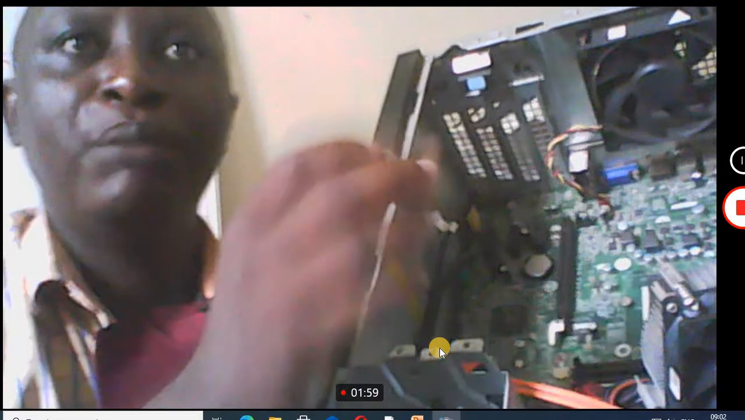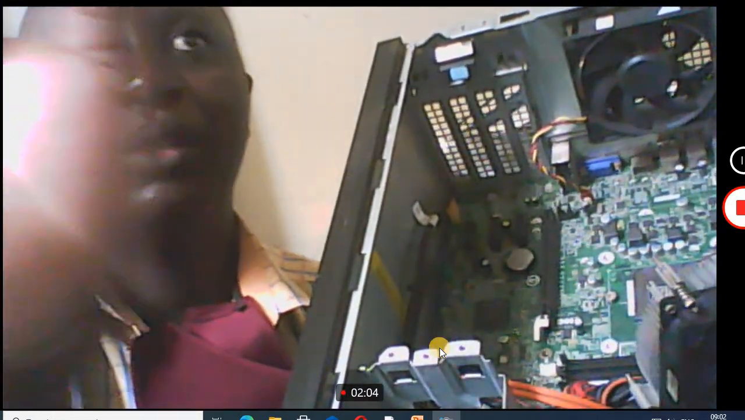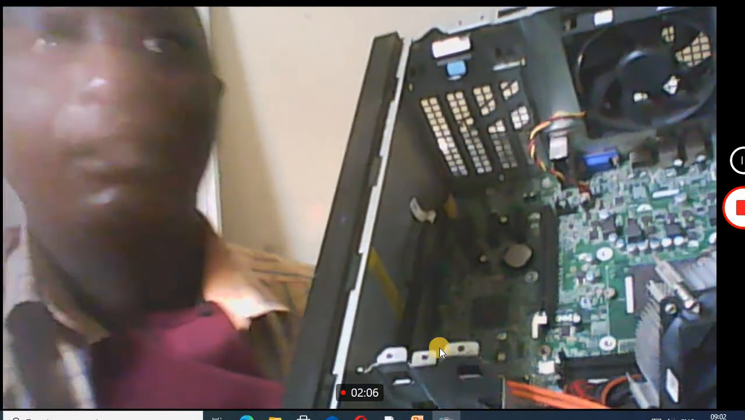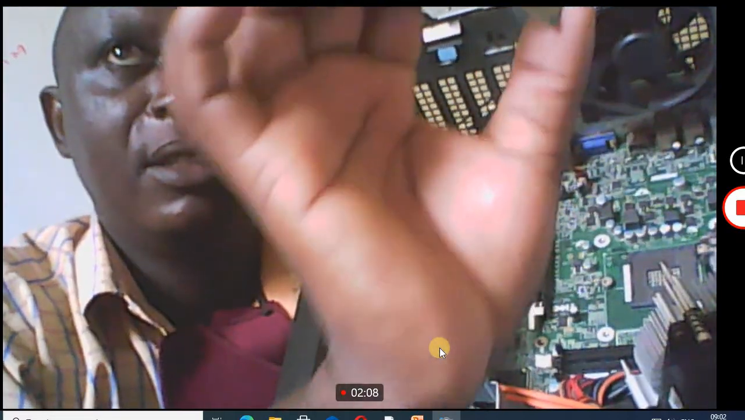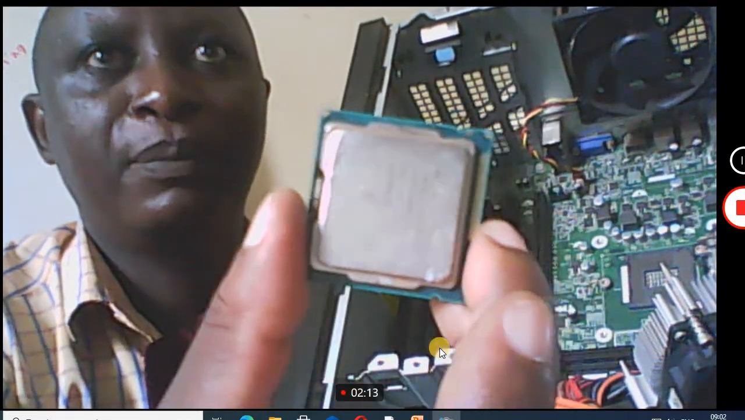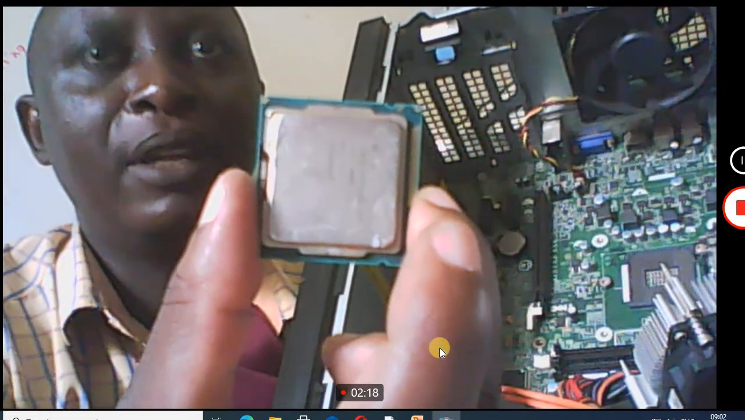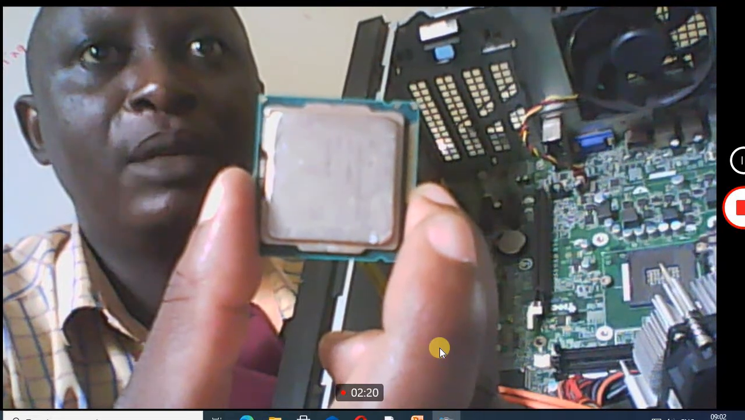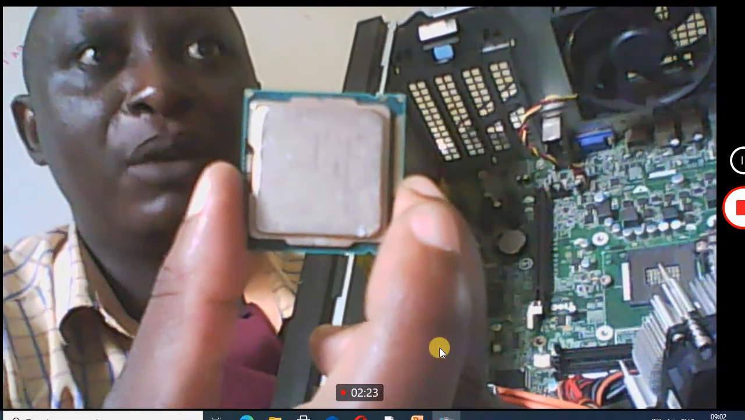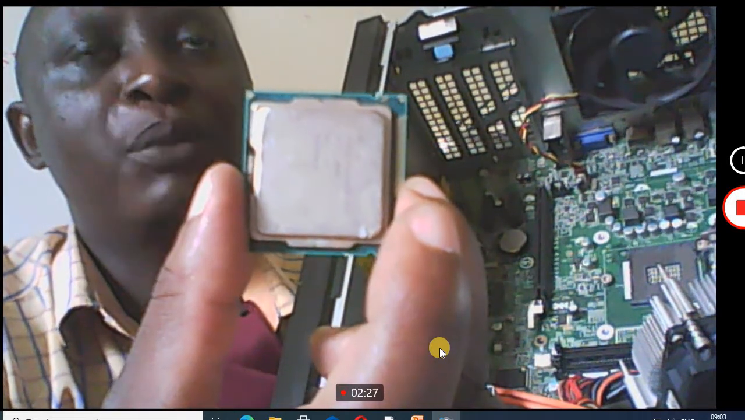Are we together? I know most people normally call the entire computer a CPU, but this is the CPU. Is it okay? Have you seen it? Is it okay, guys? This one here, this is the CPU, the central processing unit. It's the one that works like the brain of your computer. Anything that you're doing on the computer, the processor must be aware of it, because it is the one that interprets every instruction that is sent, let it be output and let it be input.